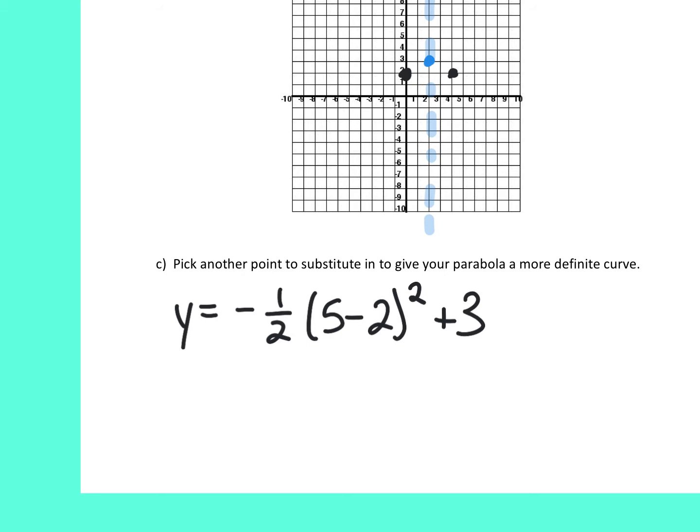Negative 1, ABC 2, so that gives me my fraction bar, parenthesis, 5 minus 2, close parenthesis, squared, plus 3. Tell me what you got. -1.5. Cool. That's what you should have. You should have got -3/2 or -1.5. Same thing. So this point would be 5, -1.5.